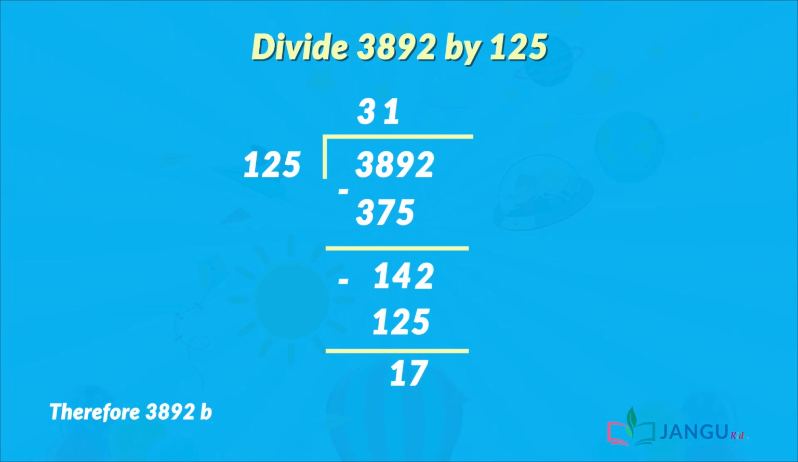So to check whether your answer is correct or not, you multiply 31 by 125 and then you add 7. So you say 31 multiplied by 125 plus 7 equals 3,892, which is equal to the dividend.